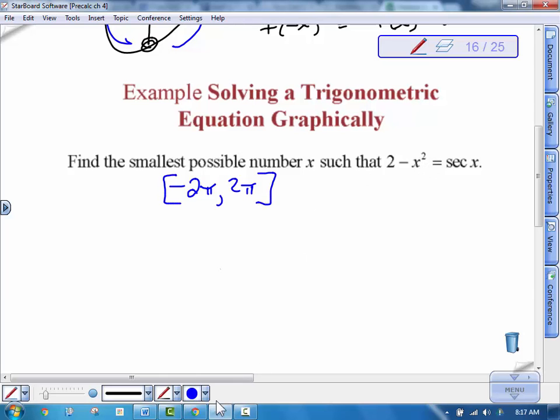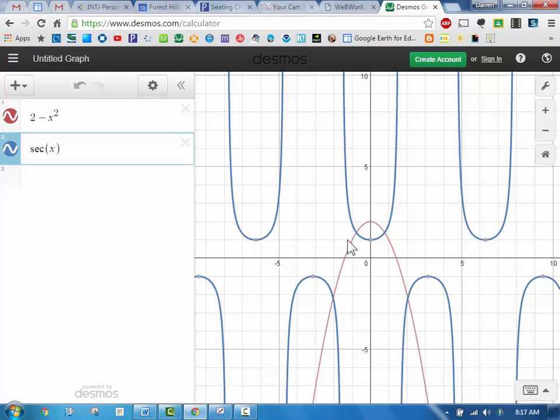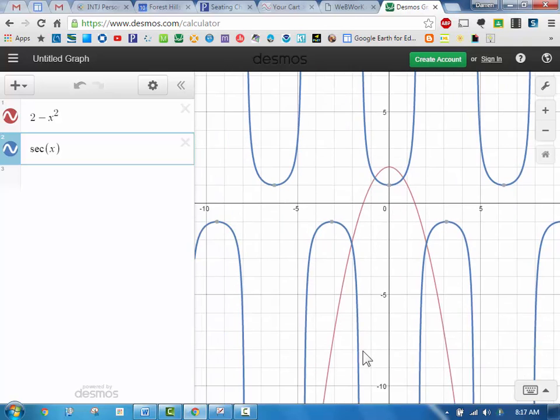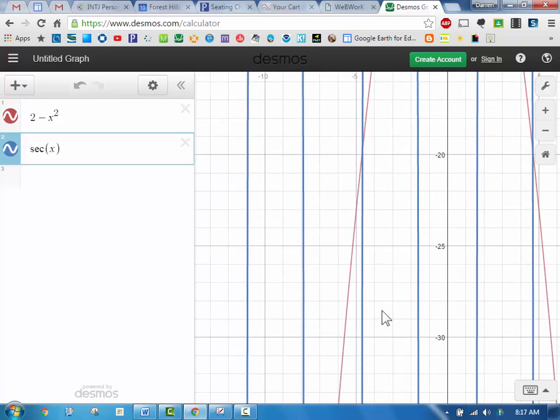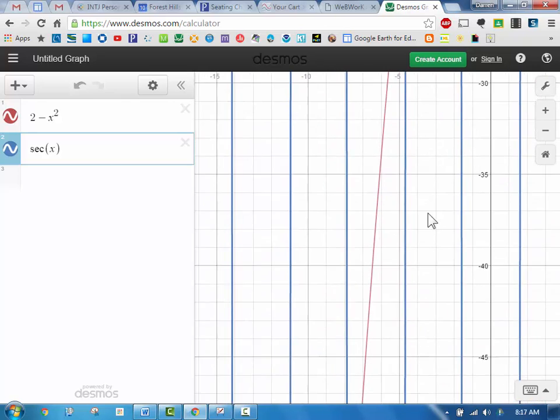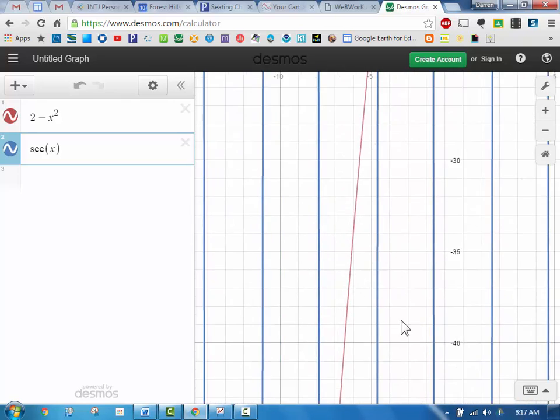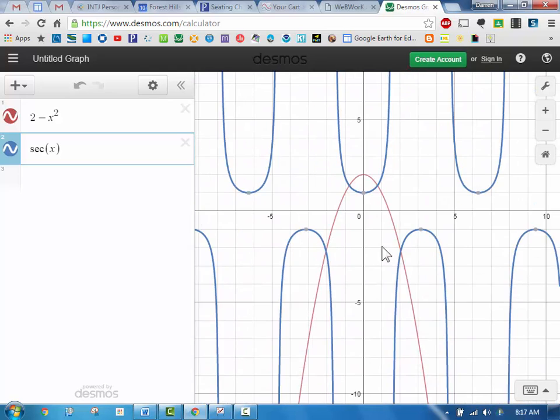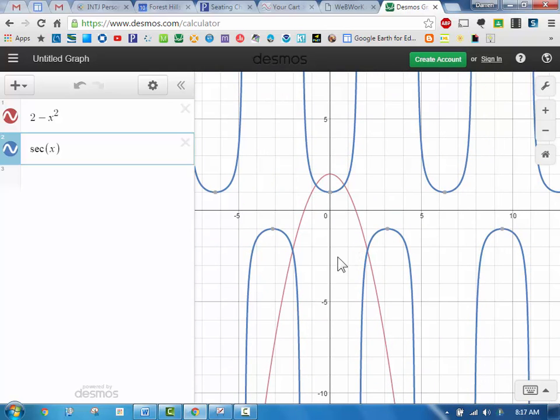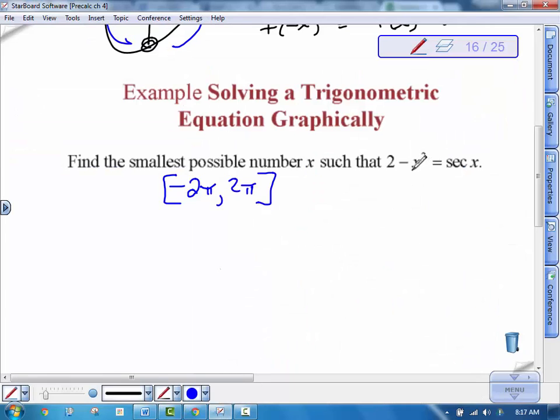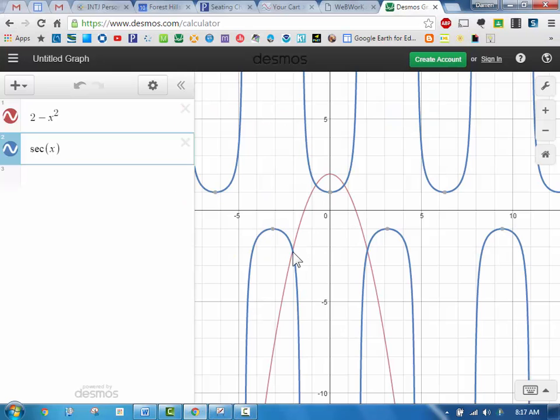Because if you look at the graph of this, you can see one of them is a parabola, and then we know the secant looks like this. Obviously this parabola keeps going down and to the left as well, so it's going to be negative infinity for the lowest possible x value, because there's going to keep being solutions to this. There's an infinite number of solutions between the intersection points for these two. So if we want to find the smallest one in an interval, that's more realistic. In fact, it's probably more realistic to do negative pi to pi even, so you don't have to look so far. Negative pi to pi, we can look at this one.